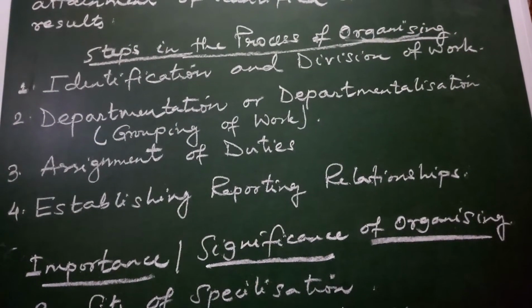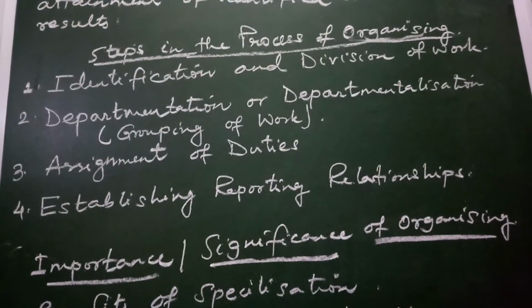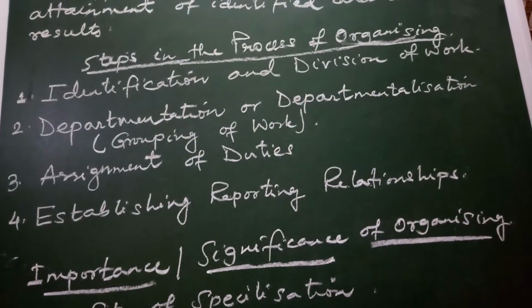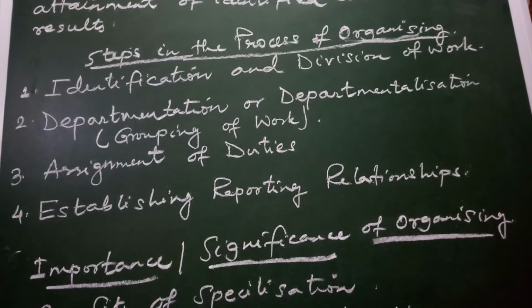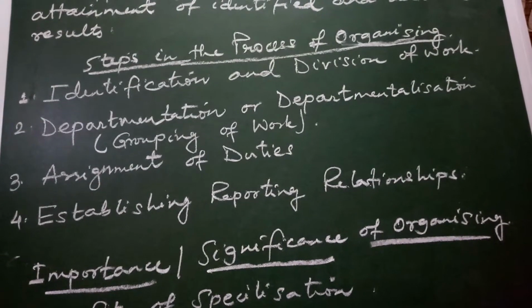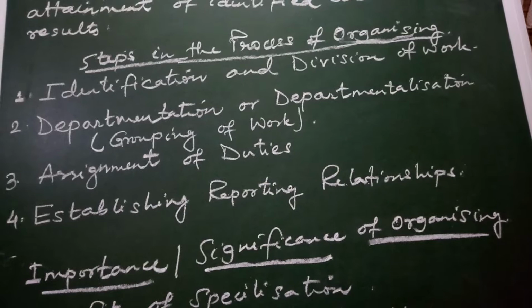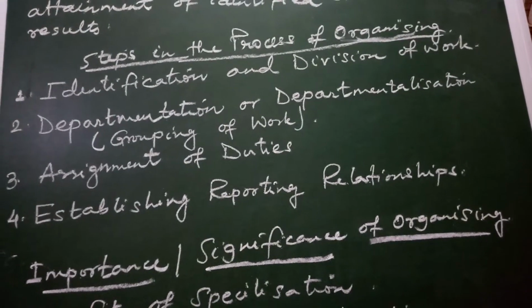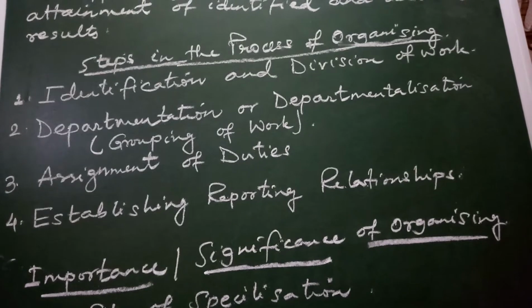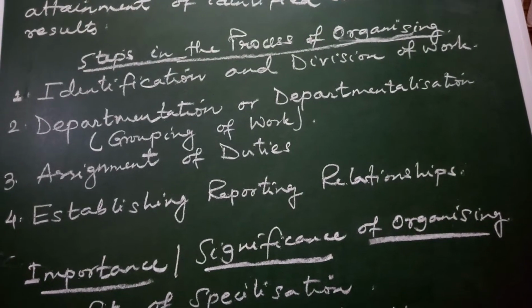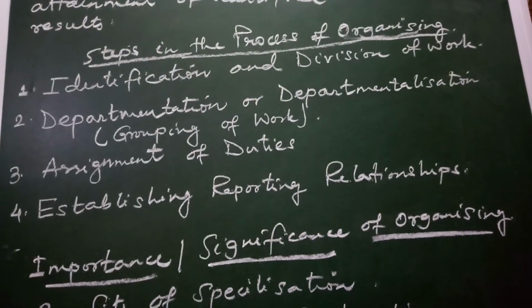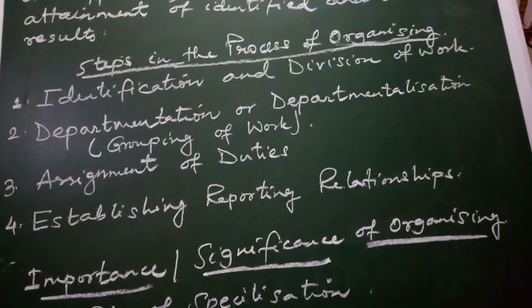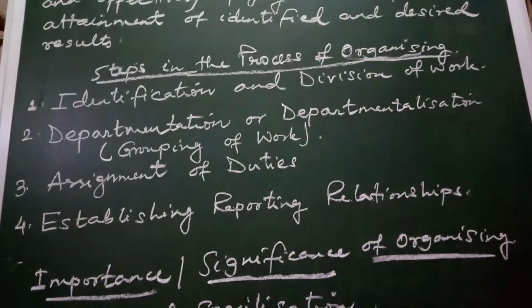Identification and division of work is the first step in the organizing process, and the step is to identify and divide the total work which is to be done according to the plans that we have framed. The work is divided into manageable small activities so that duplication of work can be reduced and the burden of the work can be shared among different employees.